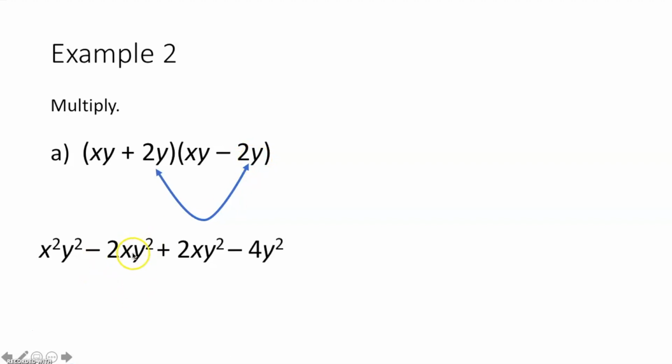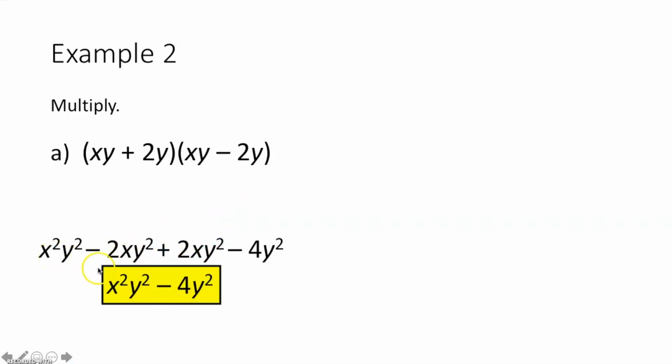Now you combine like terms. These two in the middle actually have the same variables to the same degrees, so we can combine those. The negative 2 and the positive 2 actually end up canceling each other out. So we're just left with x squared y squared minus 4y squared, just like we got with our shortcut.